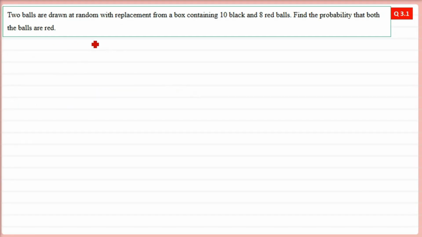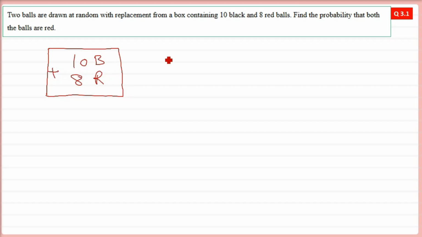Two balls are drawn at random with replacement from a box containing 10 black and 8 red balls. Find the probability that both the balls are red. So we have a box with 10 black and 8 red balls. Now we have to draw 2 balls with replacement. That is the condition. This is a question of independent events. If replacement is being carried out, this is the question. No replacement, conditional probability question.